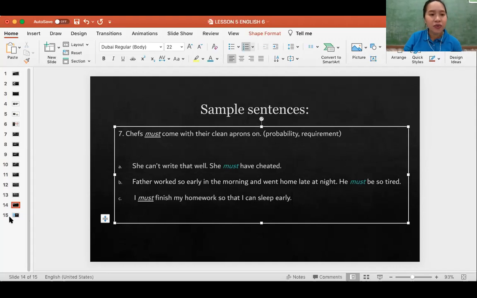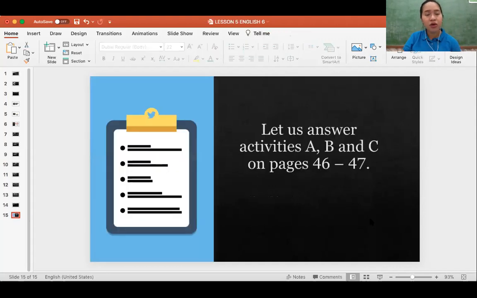Okay? So, so that we can continue, let us answer activities A, B, and C on pages 46 to 47. Okay? So, they are in your book. Using these models, you're going to use the appropriate modal for each sentence and continue with the other activities. Okay? You're going to finish the following sentences using the given modals. Please do your best.